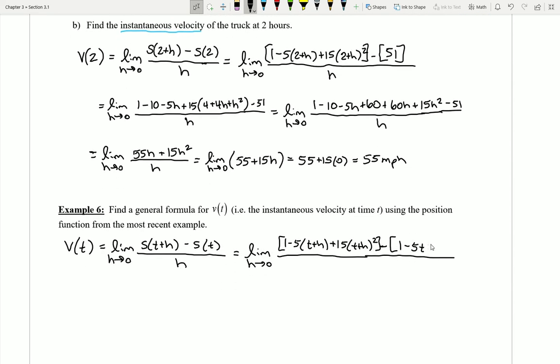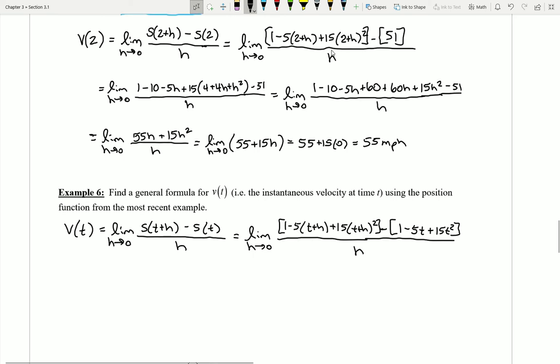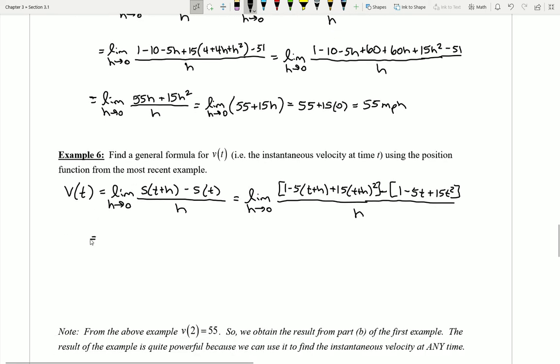I'm going to have 1 minus the 5t plus the 15t squared, all over h. Now, while this looks much uglier than what we had before, I can still think about simplifying it in pretty much the same way.